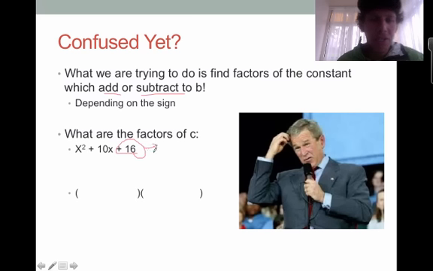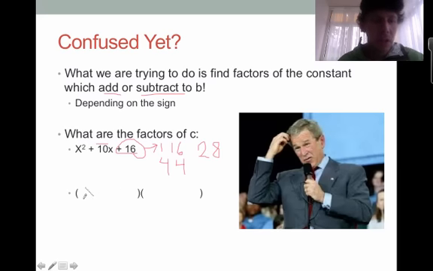So let's first look at this example. What are our factors of 16? What are two numbers that multiply together to 16? Well, we have, of course, 1 times 16. We have 4 times 4. And we have 2 times 8. Those are the only pairs which multiply to 16. So what we're looking for are two numbers which multiply to 16, either option A, B, or C, and which add to this inside term, 10.